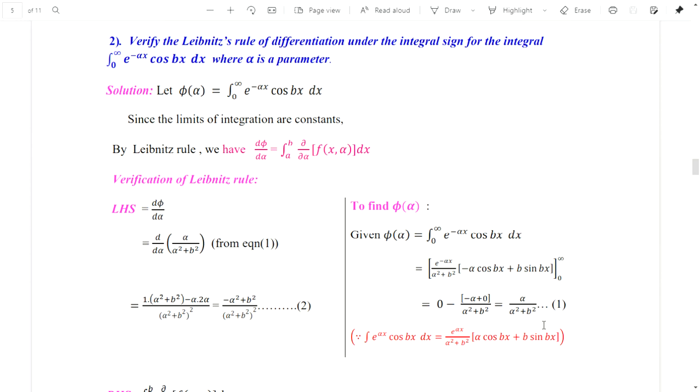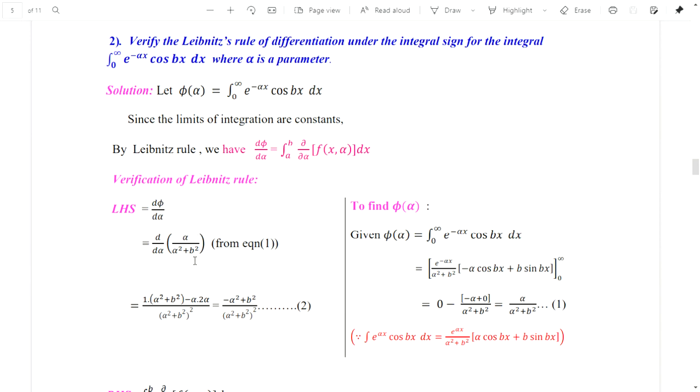So now we are going to substitute this phi of alpha in this LHS, so that it will become d by d alpha of phi. Phi is alpha by alpha squared plus b squared. Now we have to differentiate this function. The differentiation is with respect to alpha, and alpha is there in both numerator as well as in denominator.